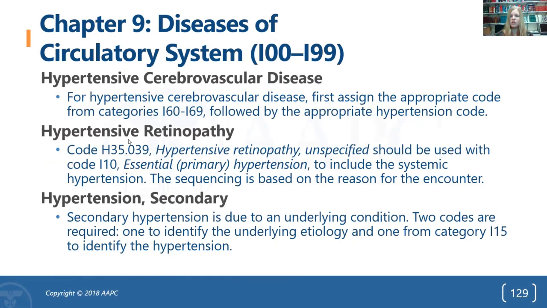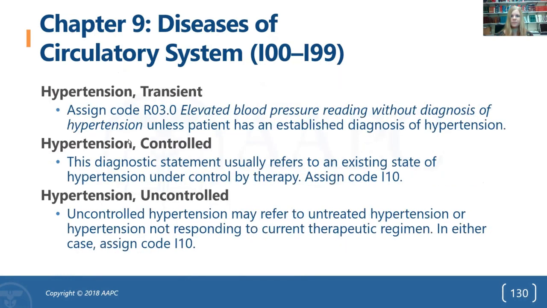Secondary hypertension is due to an underlying condition. Two codes are required here, one to identify the underlying etiology and one from category I15 to identify the hypertension. Controlled or uncontrolled don't matter anymore in hypertension coding. That's why we no longer have that hypertension table. Without the benign and malignant breakout, we no longer need it. The codes fall in the regular alpha index as all of the others. So the coding is simplified with the code I10 for essential hypertension.